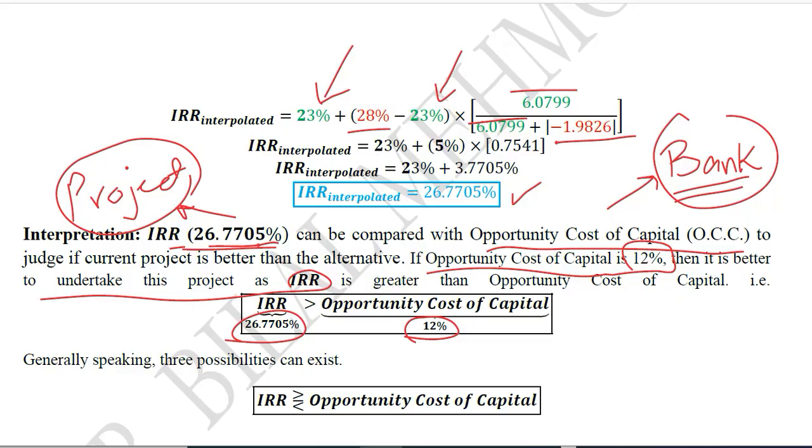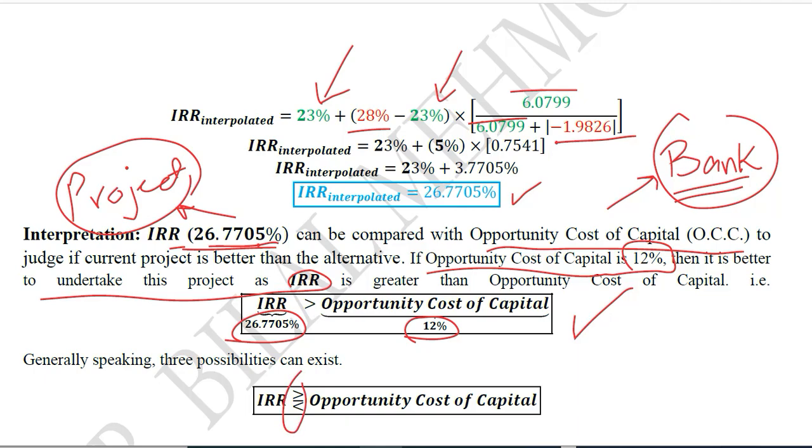So in this case the project seems to be a desirable project, and we recommend that we should undertake this project instead of investing the amount somewhere else. However, there are other possibilities as well. Not every time the project is desirable, as the IRR can be either equal to or less than the opportunity cost.